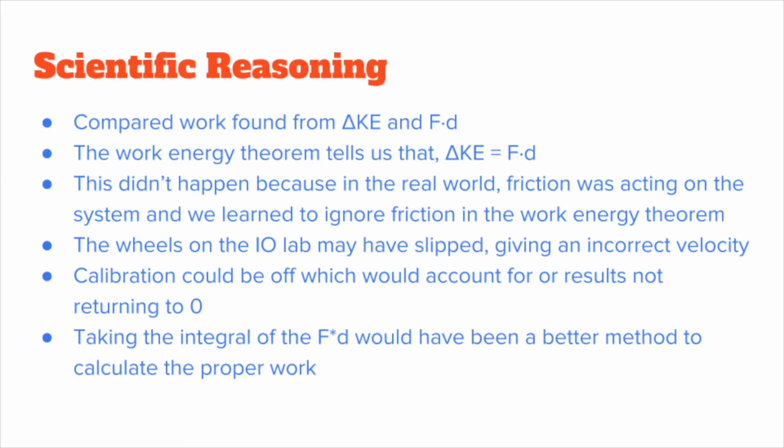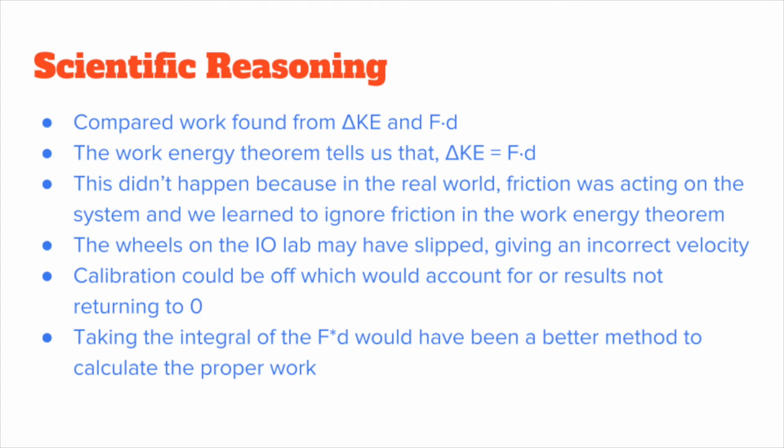Scientific reasoning. Our scientific reasoning was to compare the delta KE to the force times distance. The work energy theorem tells us that delta KE should be equal to force times distance. This wasn't exactly the case in our trials because we didn't account for friction in our calculations. Another thing that could have gone wrong was the wheels of the IO-lab may have slipped when pulled by the dropping weight, which could have skewed our velocity data.